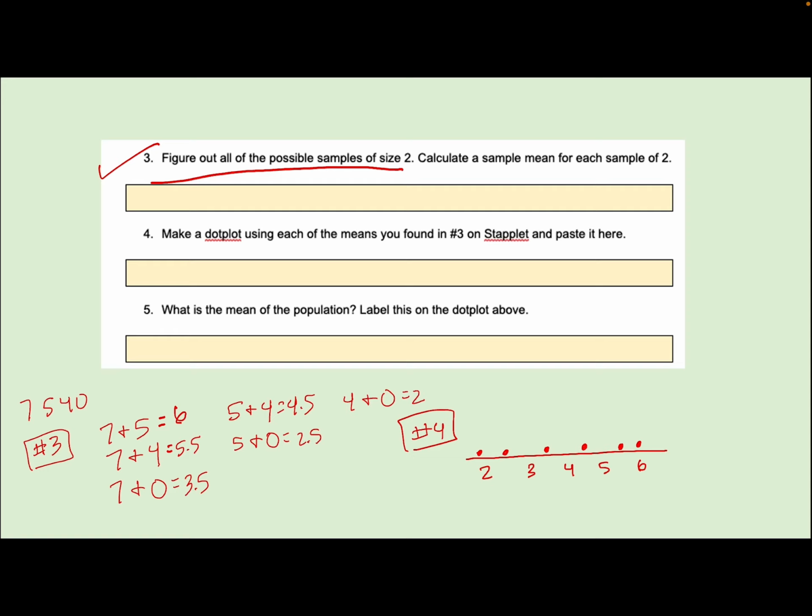So the population here was quite small. It was just 4 students, right? So my 4 students had gotten 7, 5, 4, and 0 as their scores. If I'm trying to find the mean for the population, I'm going to add all of those up. That gives me 16, just checking, yep. And then I'm going to divide that by 4. So I'm getting my final mean of 4.